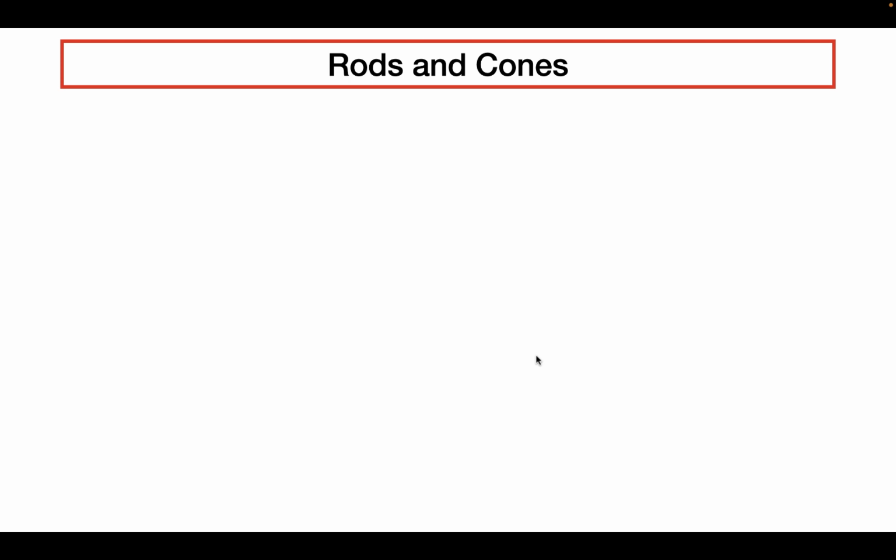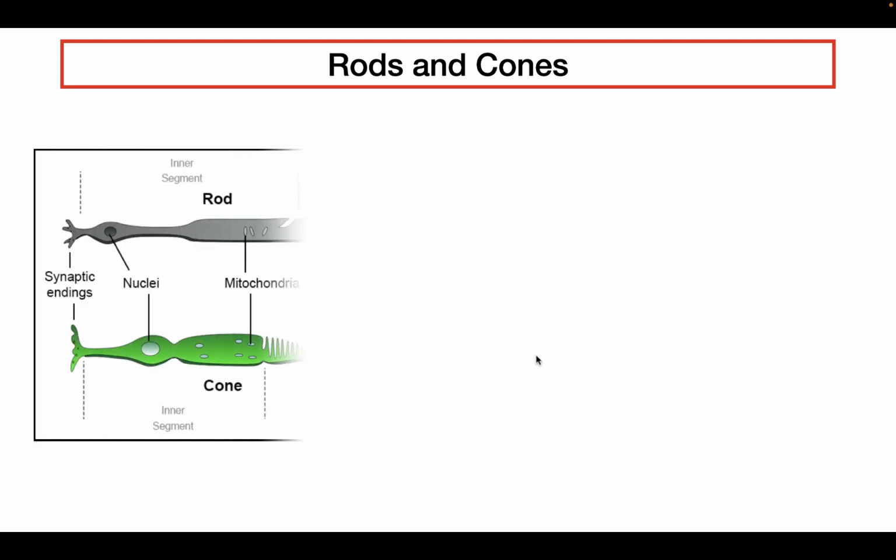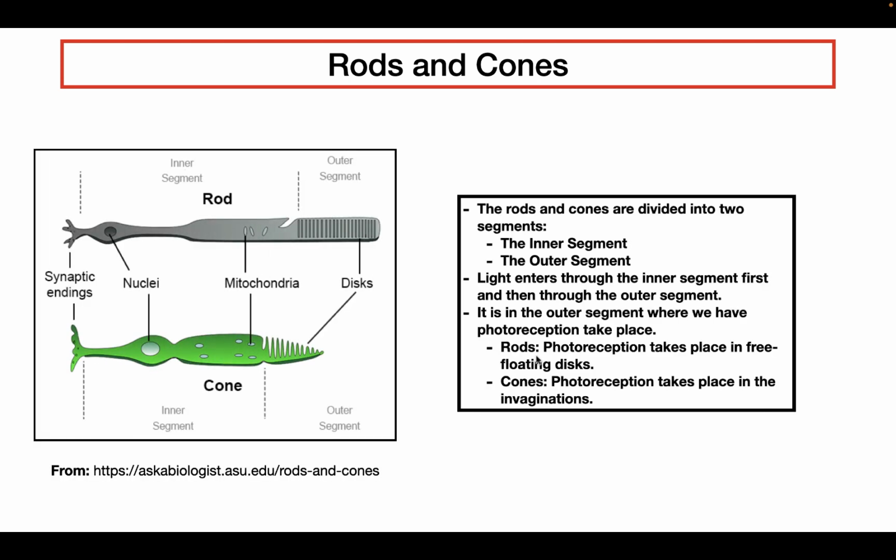So now let's talk about rods and cones in general. Rods and cones can be divided into two segments, the inner segment and the outer segment. When light enters a rod or cone, light travels through the inner segment first and then it hits the outer segment. So the outer segment is where photoreception takes place.